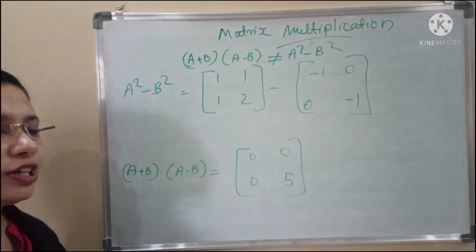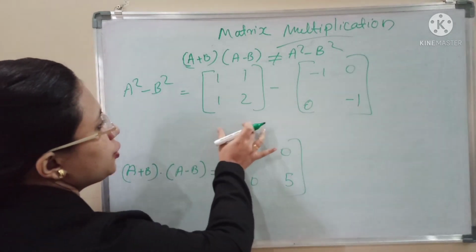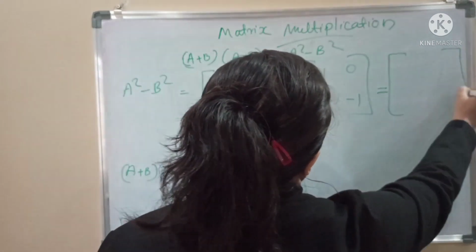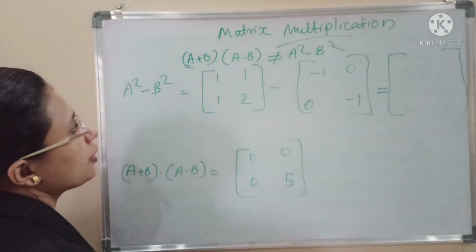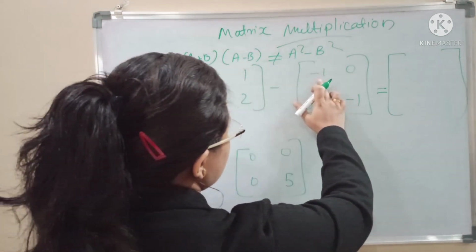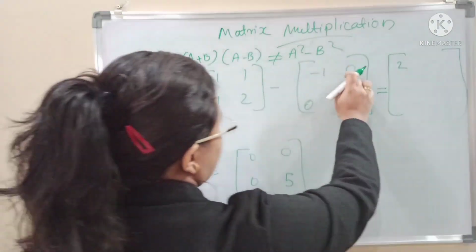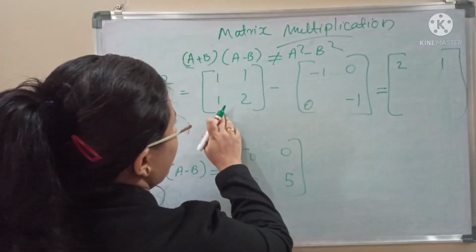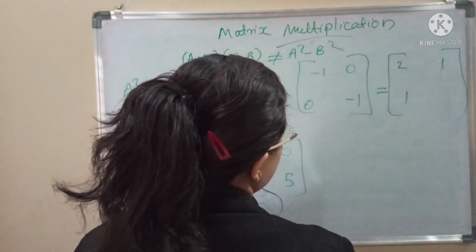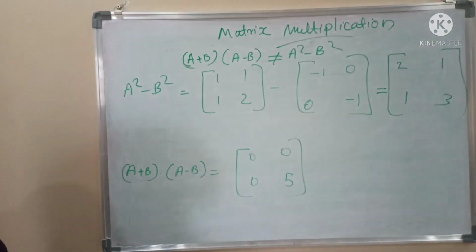We have one more operation, that is A square minus B square. Okay, I wrote both A square and B square matrices. So from this, let's see the answer. So 1 minus minus 1, that is 2. 1 minus 0, 1. 1 minus 0, 1. 2 minus 1, that is 3. Clear?